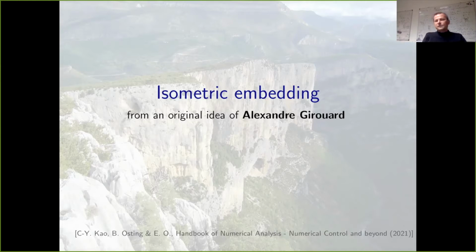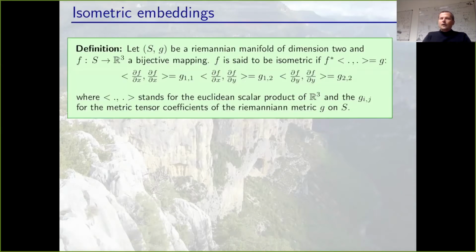So what is this first subject, which is the problem of the isometric embedding? First, I define in a very classical way what is an isometry. You have a surface, a Riemannian manifold of dimension 2. In all my talk, I will only speak about two-dimensional objects. And I'm interested in mappings which are bijective and isometric. That is, curves in the surface S are transformed by this mapping into curves of the same length, essentially.